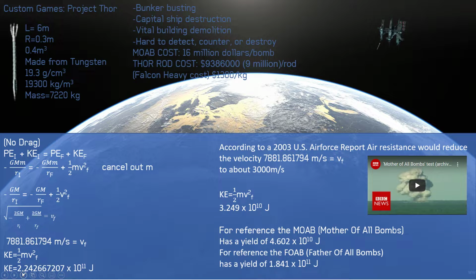Because from an equation perspective, that's just a number. So, for reference here, the mother of all bombs has a yield of 4.602 times 10 to the 10 joules. So incredibly close to the answer that we got here. It's off by maybe a couple of values here. It's not off by too much actually. So here's a video of what that actually looks like.